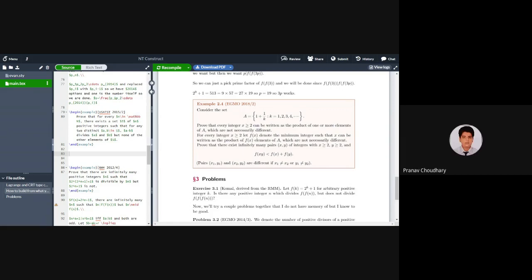Prove that every integer x greater than or equal to 2 can be written as a product, and then there is the second part. The first part is actually fairly obvious. You do not need to prove it or anything. The main thing is the second part.